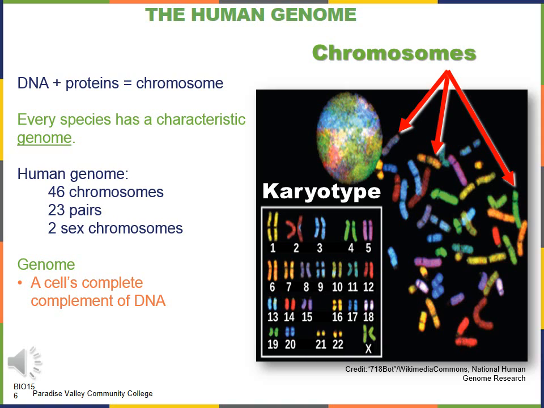And you'll notice in the text it says DNA plus proteins equals chromosomes. And a human genome consists of 46 chromosomes. Those are the individual ones that you see like in the rainbow colored squiggly lines there. But when they pair up in this manner, we have 23 pairs, and we have 2 sex chromosomes. Okay, and then a genome, just the definition of a genome, is a complete complement of DNA.